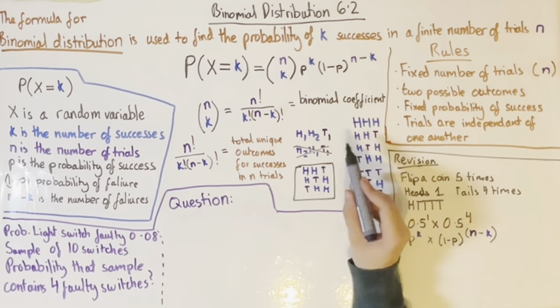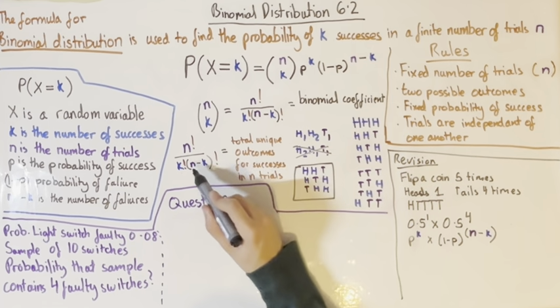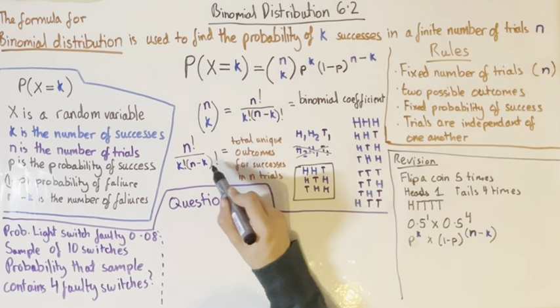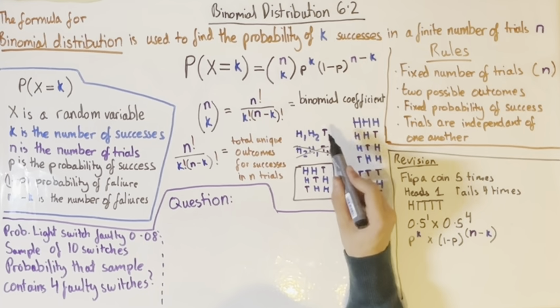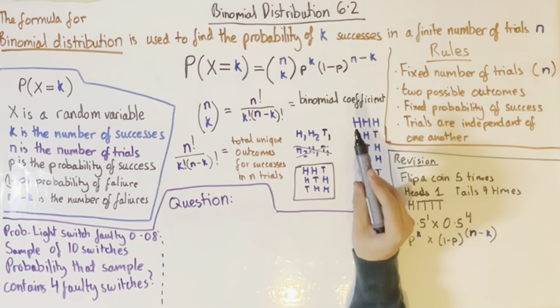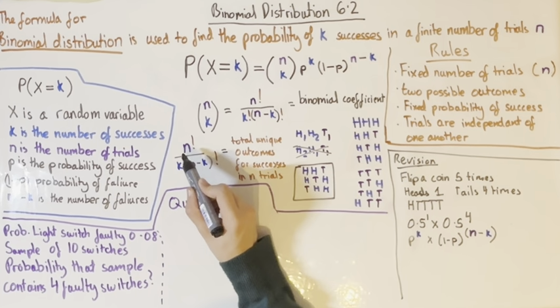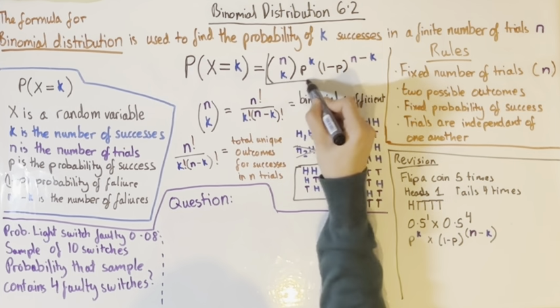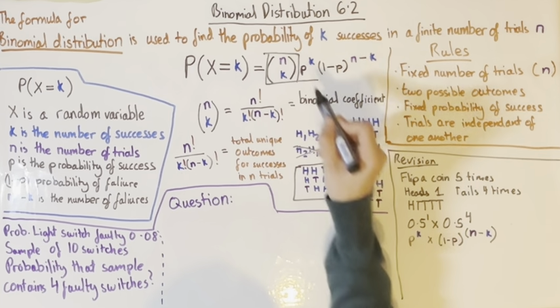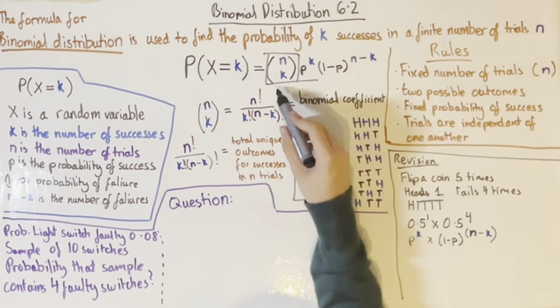So k factorial, that's just the number of ways we can rearrange heads within this. And then (n minus k) factorial, that's just the number of ways that we can rearrange tails in this. Now we only got one tail, but in more complex examples, there might be two tails. So all this means is that this is just our total unique outcomes for success in n trials.